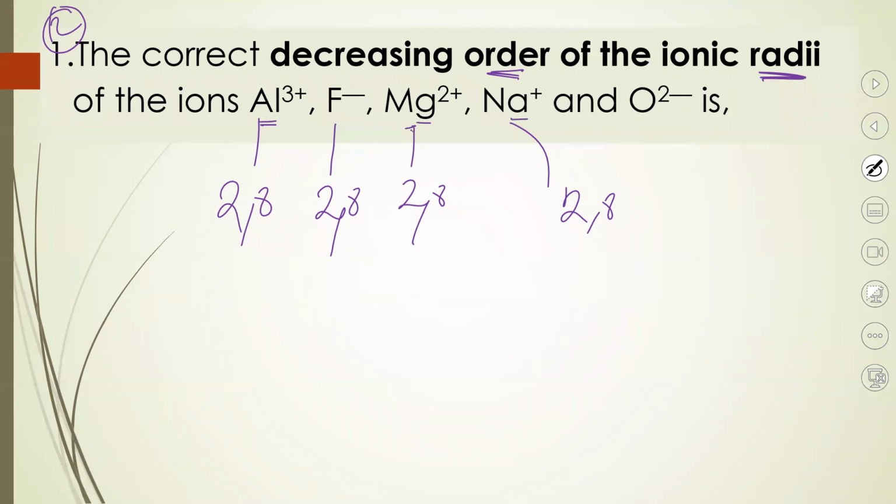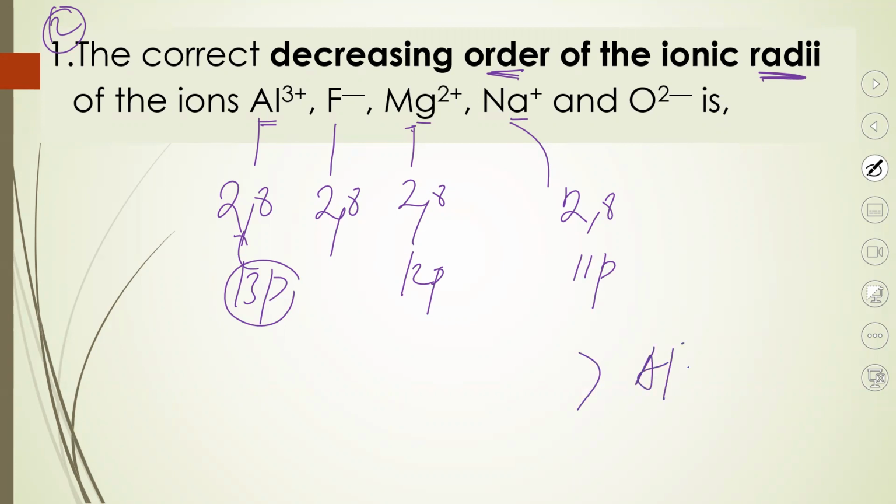Here 13 protons, here 12 protons, then 11 protons. So this one, with 13, attracts the 10 electrons more powerfully compared to the other two, isn't it? So you have to find the decreasing order. In decreasing order, Al3+ is smaller compared to Mg2+, and the other big one, you can think about sodium.